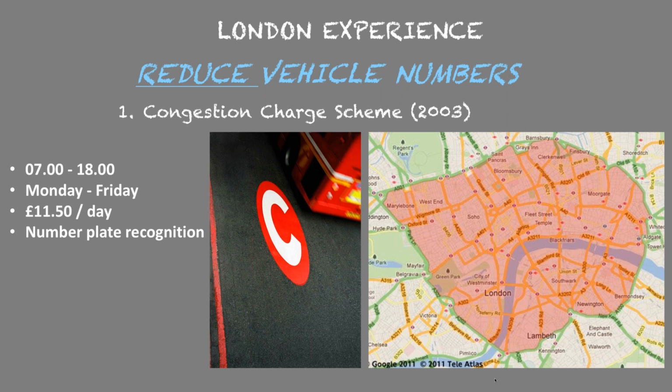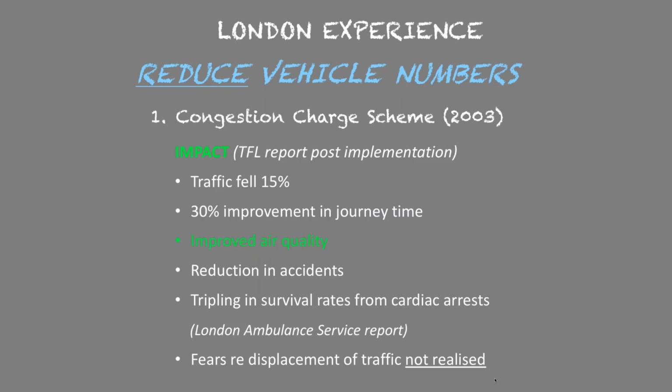And it was very successful initially. So the impact report right after it had been introduced was that traffic fell by 15%, which actually equated to a 30% improvement in journey time. And that's the complexity of how highways operate. When they're operating at capacity, they're very inefficient. But if there's spare capacity, they operate very efficiently.